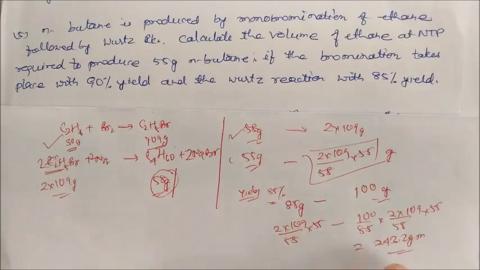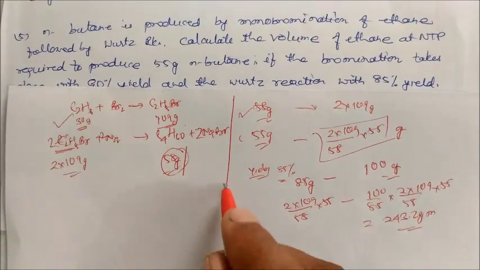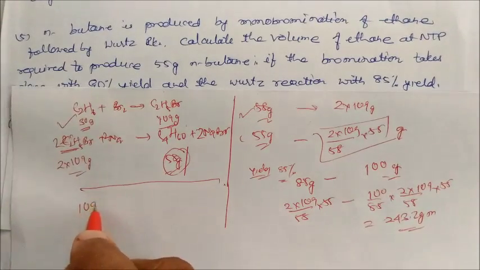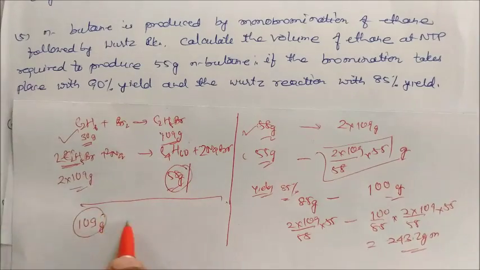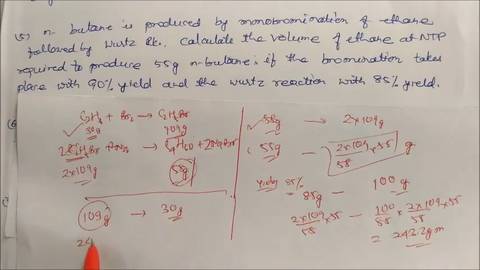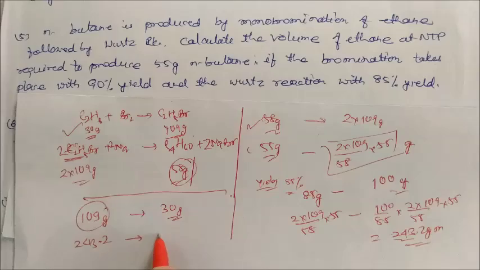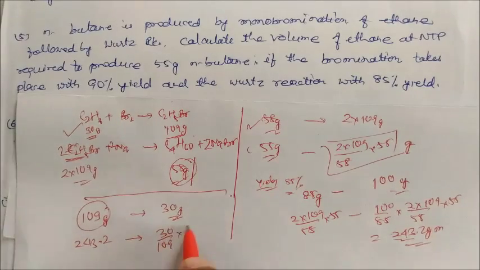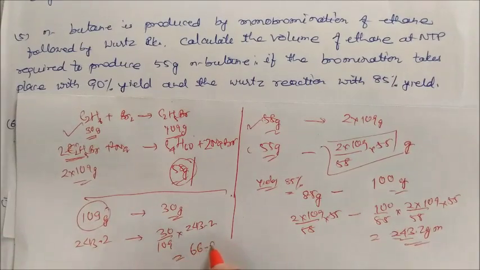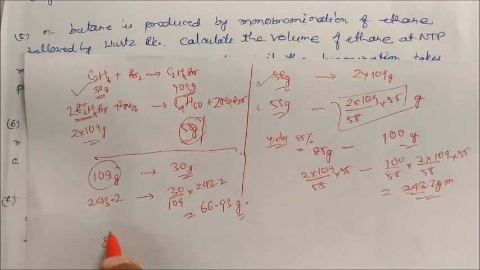And how much ethane are they giving? So we'll calculate how much ethane is produced. From here we can see, if you take 109 gram of ethyl bromide, we require 30 gram of ethane. So for 243.2 gram we require 30 upon 109 into 243.2. So you will get the answer 66.93 gram.